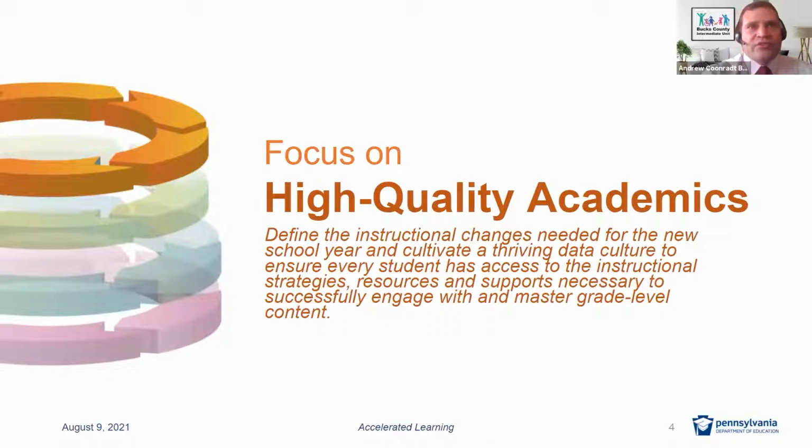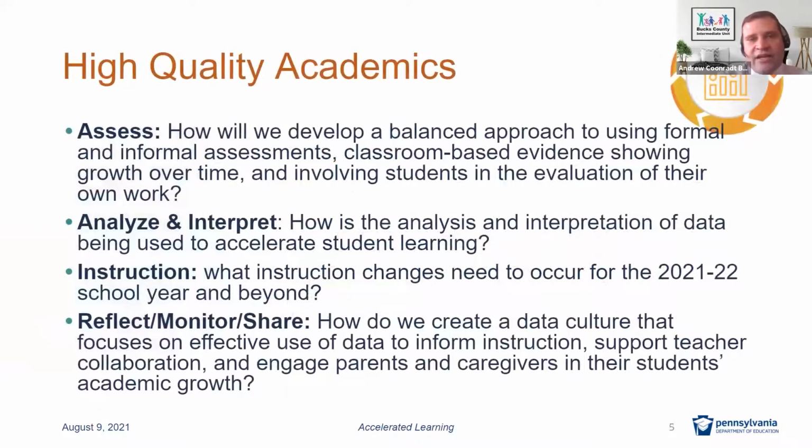Each one of these, as we know, is a very intricate and complicated system, and there are lots of moving parts to them. So we're trying to focus on one thing at a time. With high quality academics, the idea is defining the instructional changes needed for a new school year and cultivating a thriving data culture to ensure every student has access to instructional strategies, resources, and supports. That's the overarching high quality academics.